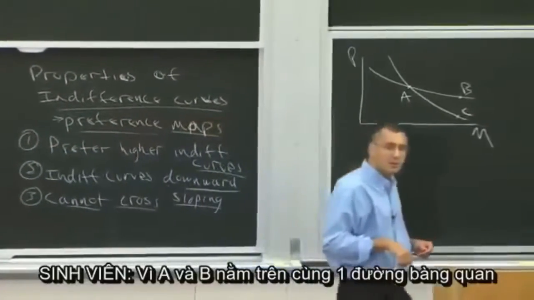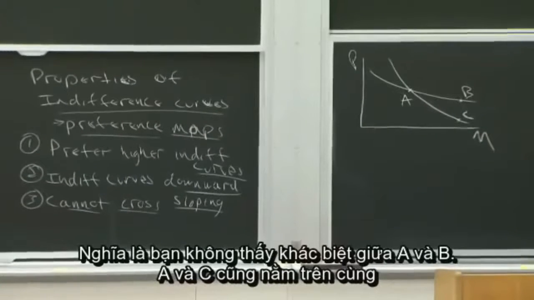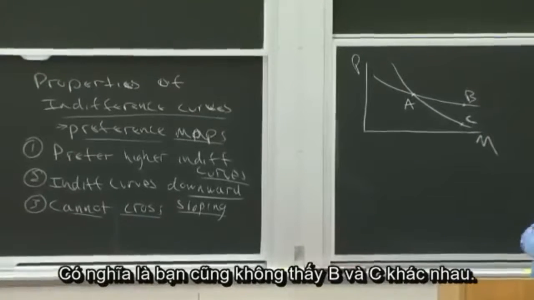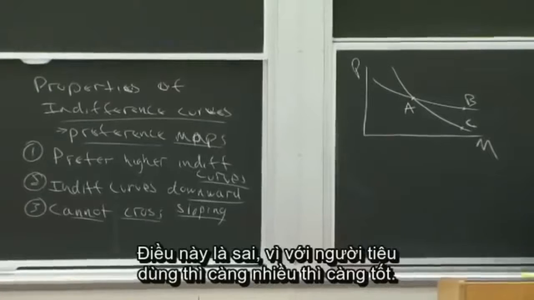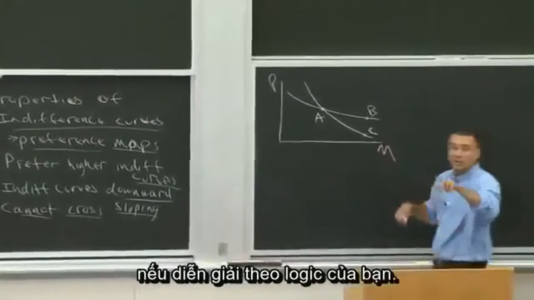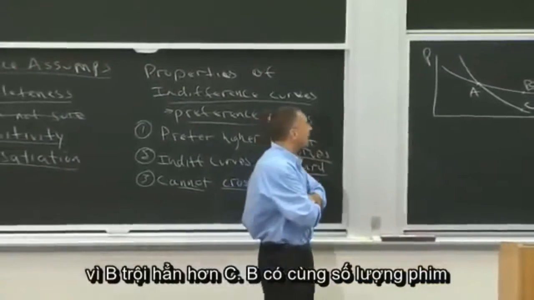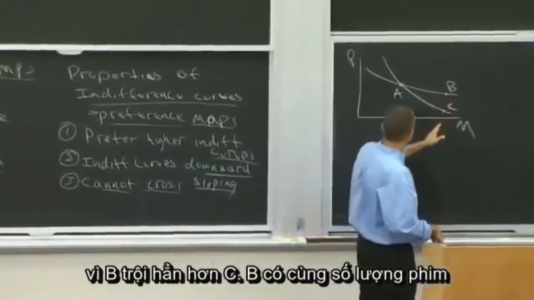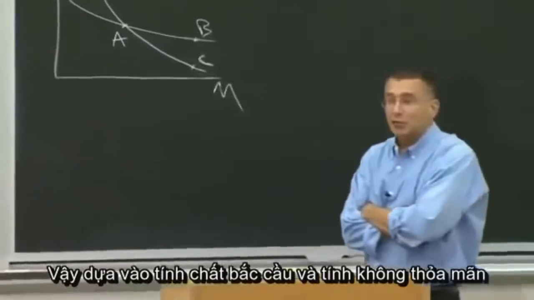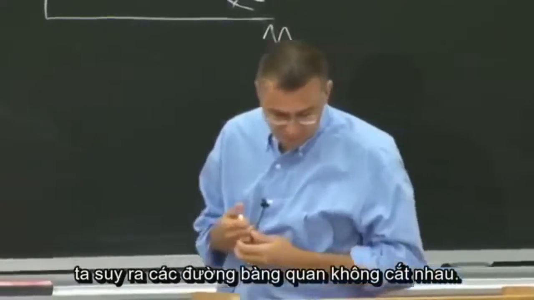Yeah? Because A and B are on the same curve, meaning you're indifferent between A and B. A and C are also on the same curve because you're indifferent between the 2. But that means you're also indifferent between B and C, which can't be true because more is better. Exactly. So transitivity says I must then be indifferent between B and C through the logic you just laid out. But I can't be indifferent between B and C because B dominates C. B has basically the same number of movies but more pizza, so I must like B better. So by the combination of transitivity and non-satiation, indifference curves can't cross.